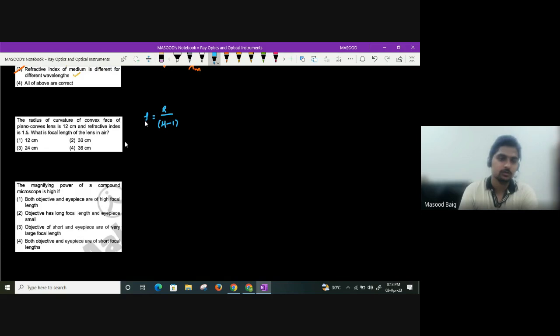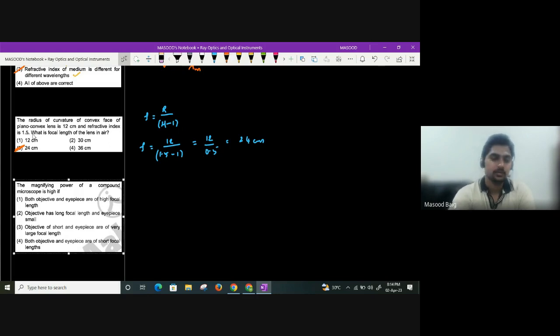Next, let us try to see this question. The radius of curvature of the convex face of a plano-convex lens. What is the focal length of a plano-convex lens? R divided by mu minus 1. They're asking, the radius of curvature is 12 centimeters and the refractive index is 1.5. What is the focal length in air? 12 divided by 1.5 minus 1, which turns out to be 12 divided by 0.5, which will be 24 centimeters. Direct question again. It will be 24 centimeters.